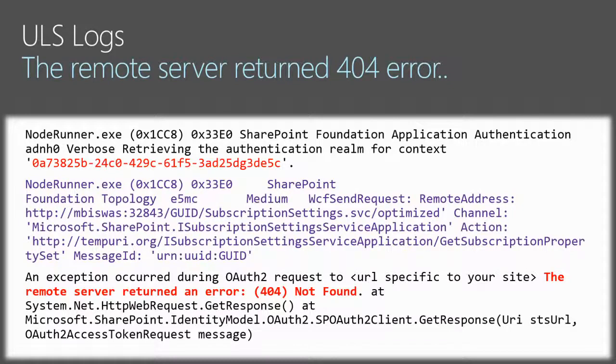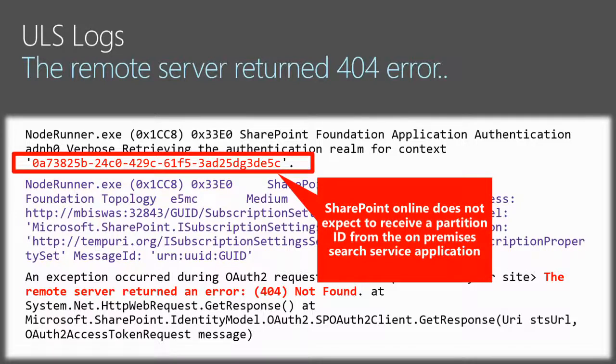We saw noderunner.exe, because this is a remote call from the query processing component, which means it's coming from on-prem. And it says SharePoint Foundation application authentication, retrieving the authentication realm for context, and it gives me that ID. Then it tries to go out to this remote address. It shows me where it is trying to go out and make this call. And it says, oh, I'm getting a 404. Interesting.